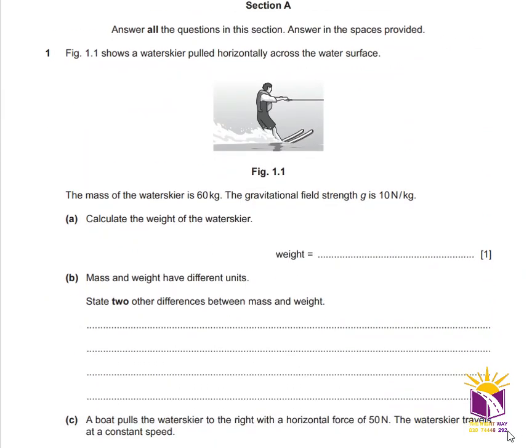Question number 1. Figure 1.1 shows a water skier pulled horizontally across the water surface. The mass of the water skier is 60 kg. The gravitational field strength g is 10 Newton per kg. Calculate the weight of the skier. So we know that weight W is equal to mg, and W will be equal to mass 60 multiplied by gravitational field strength 10, so it will be 600 Newton.